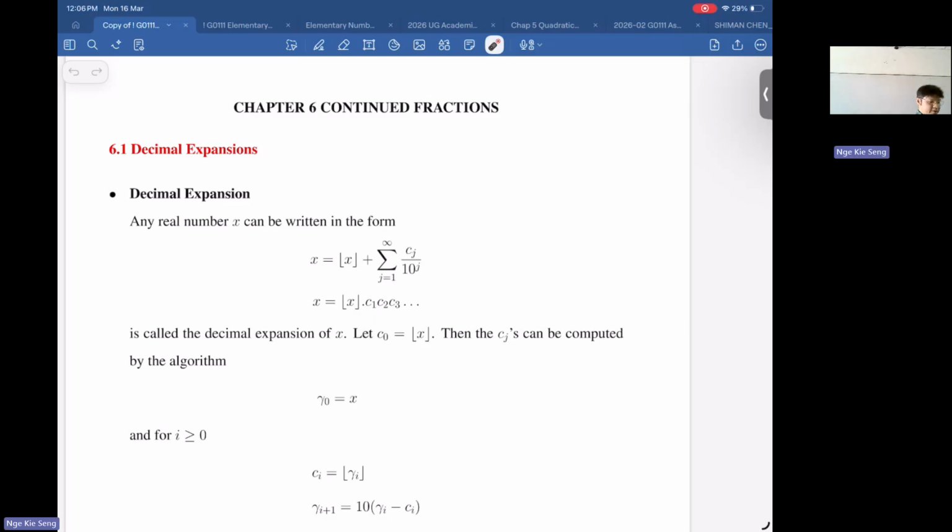Okay, so continued fractions. What do you think about continued fractions? You learned fractions, right? 2 over 3, 5 over 6. But continued fraction means what? You can continue to write a fraction inside a fraction. Is it hard to imagine a fraction inside a fraction?